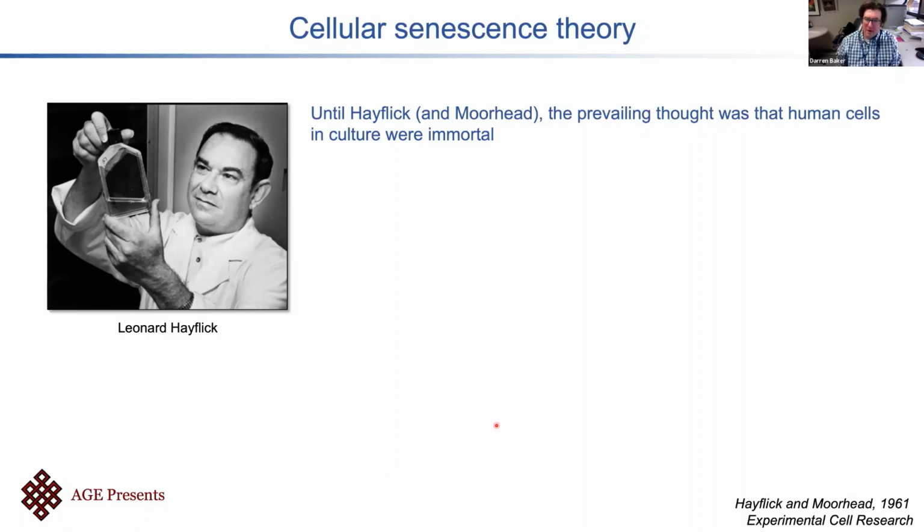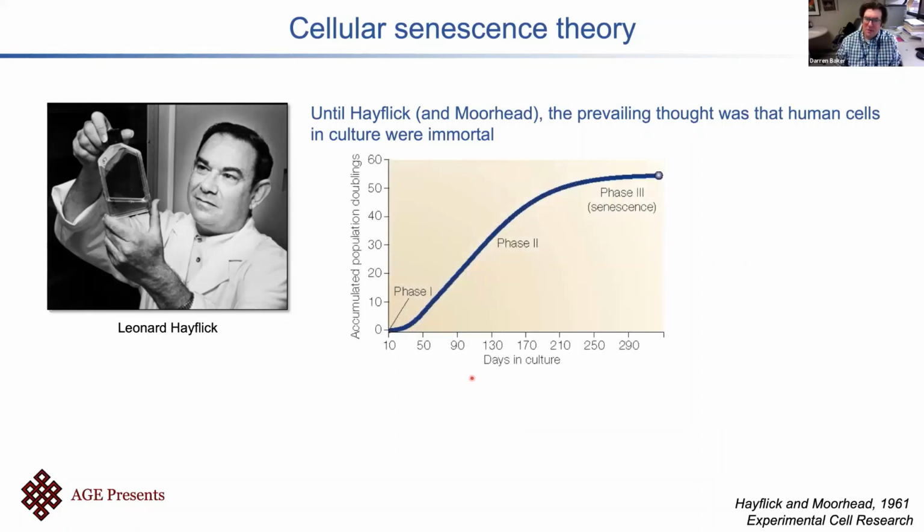But what Hayflick found is that after about 50 to 60 population doublings, these fibroblasts entered a state that they called senescence, which was an irreversible growth arrest, where they were still living within the culture. As long as you were replenishing it with fresh media, it would stay alive, but there was no further division of those cells. This became known as the Hayflick limit.